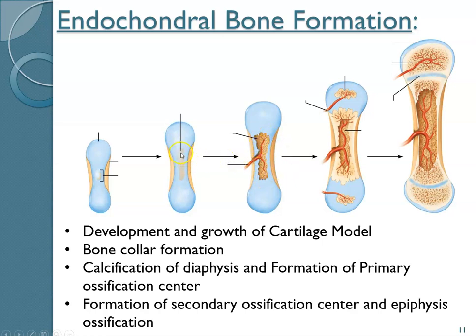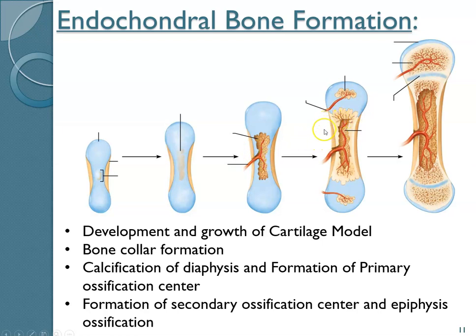So calcifications will happen, and then the osteoblasts and osteoclasts will come into this area. Osteoclasts will break down this calcification, and then we'll have osteogenic cells and blood vessels coming in, which will become the primary ossification center. So the primary ossification center appears in the diaphysis, and it is here that it is going to start making the bone matrix itself, the bone material.